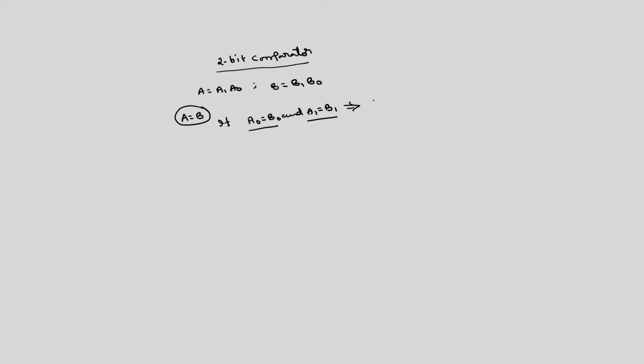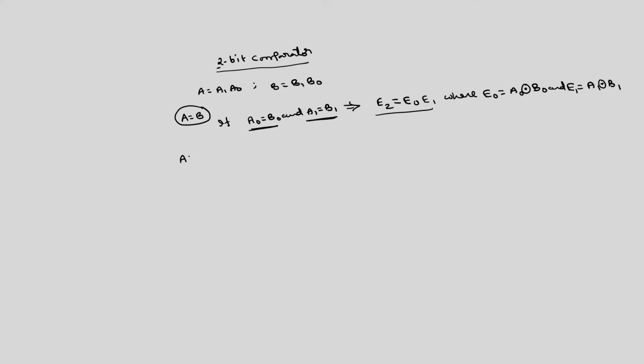The expression for the equality I will call E2, because this is a 2 bit comparator. E2 is equal to E0 and E1, where E0 is exclusive NOR between A0 and B0 and E1 is exclusive NOR between A1 and B1. So, basically E2 is E0 into E1. Then A less than B or A greater than B, it is up to you.